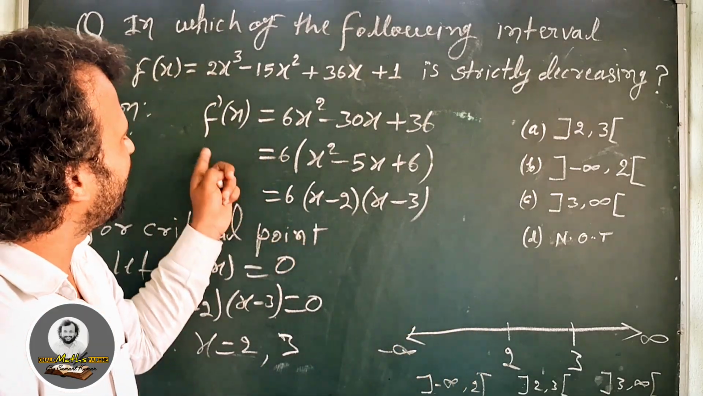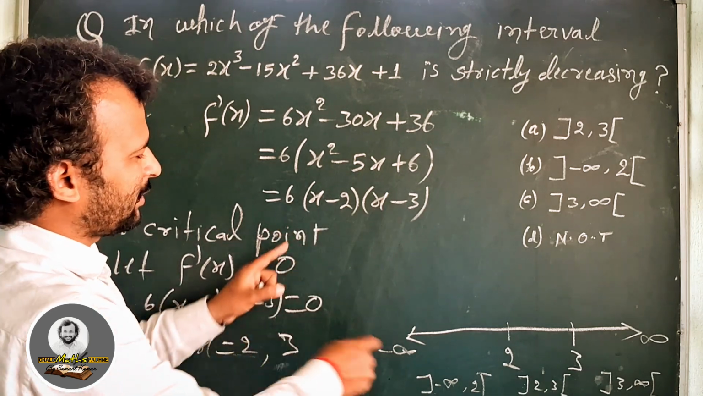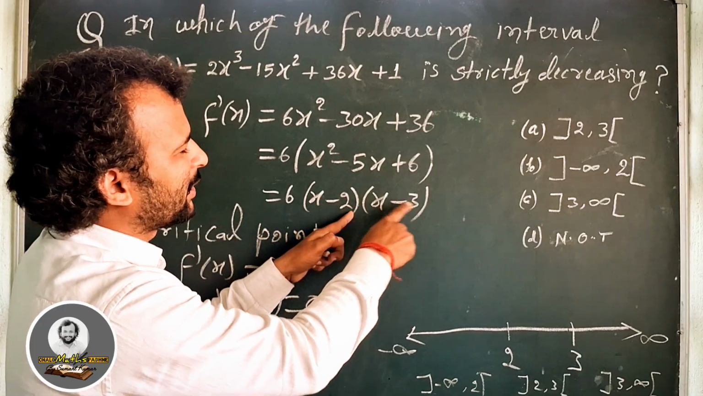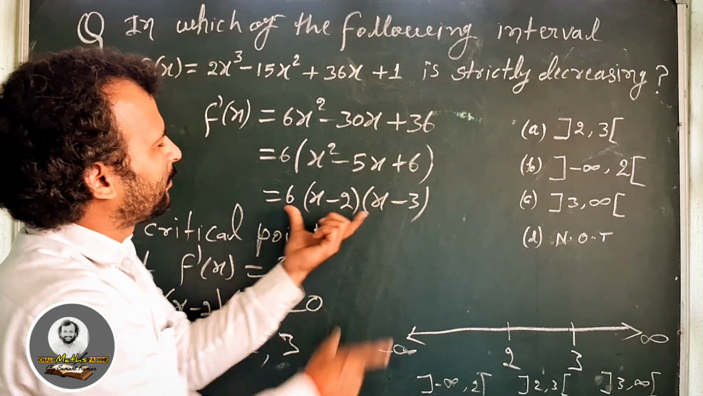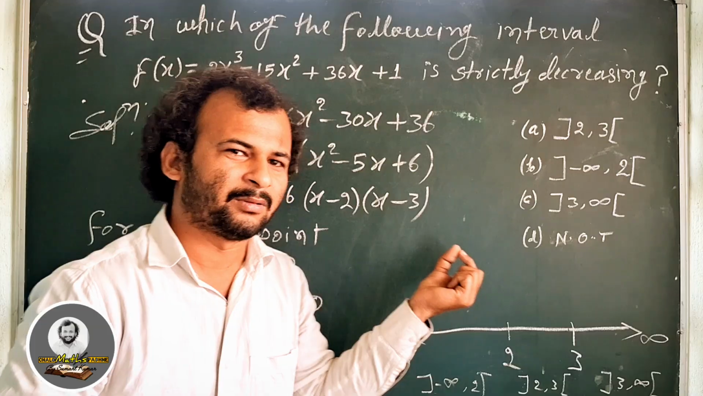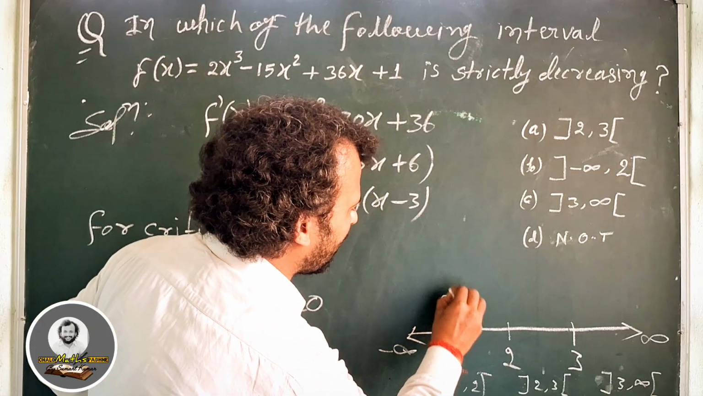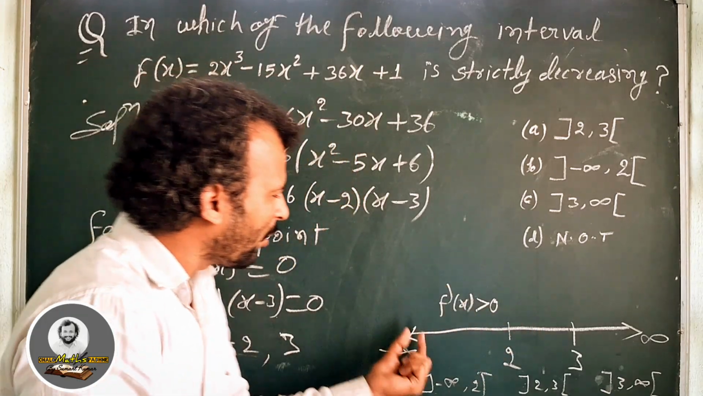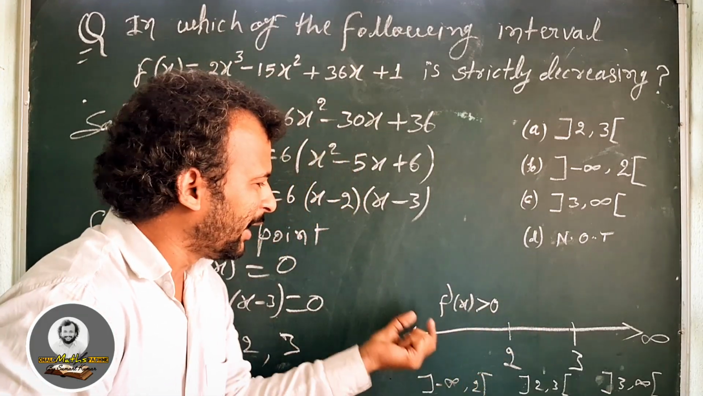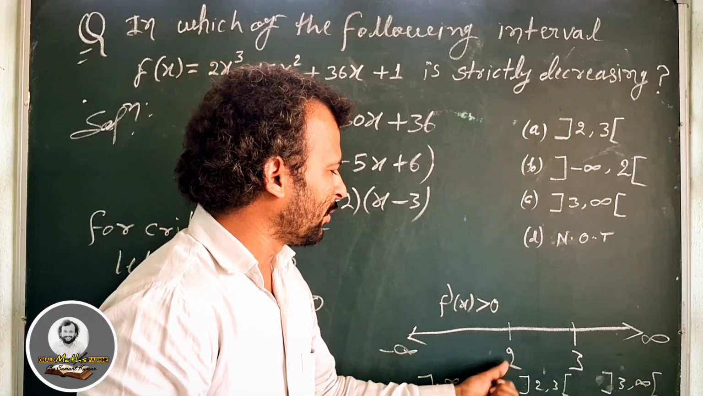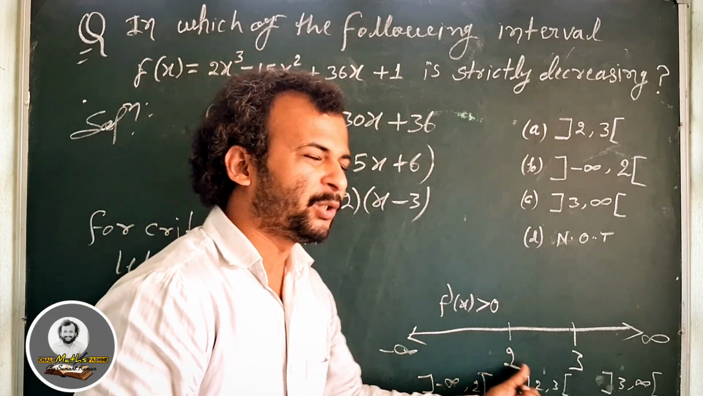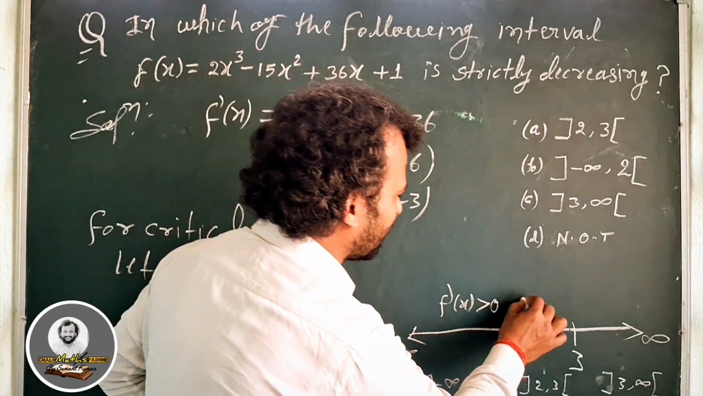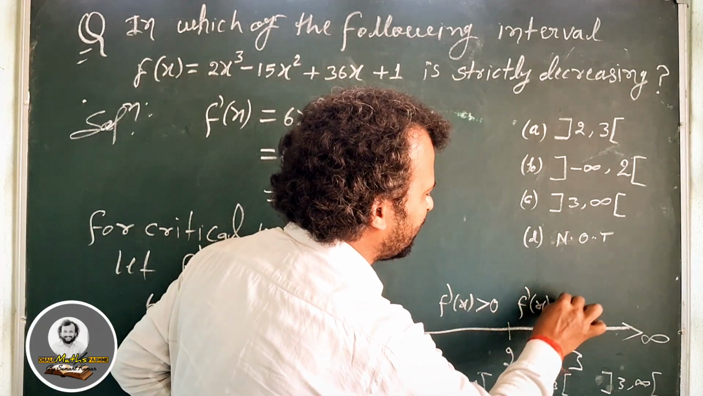If we take 1 and put in f dash x, then we get what? If we put 1, then we get here 1 minus 2 is minus 1, and here 1 minus 3 is minus 2, and after multiplying we get positive. Means we get f dash x is positive, greater than 0 for all x belongs to this interval, right? And if we put any number between 2 and 3 in f dash x, then we get negative. You can check by putting. We get here f dash x less than 0.